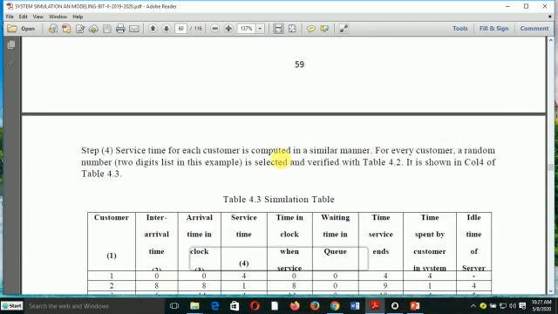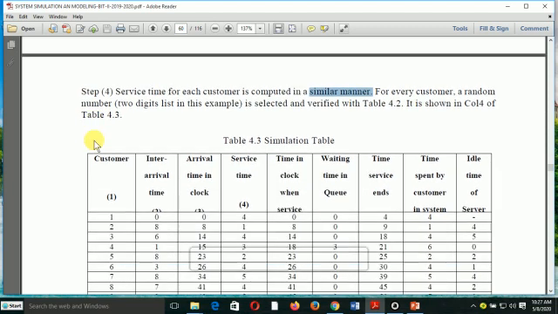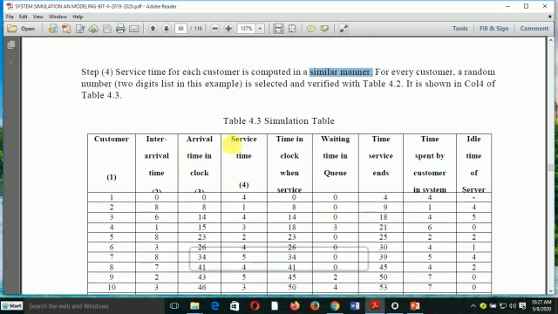Now step 4, the service time. The service time for each customer is computed in a similar manner as we did for the inter-arrival time. So it will be the same. For every customer, a random number of 2 digits listed in this example is selected and verified in table 4.2. So we will check again the service time column.